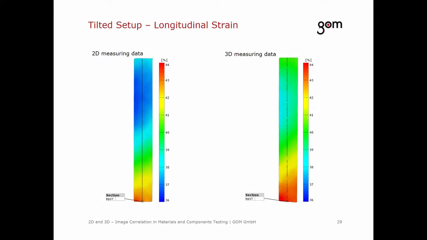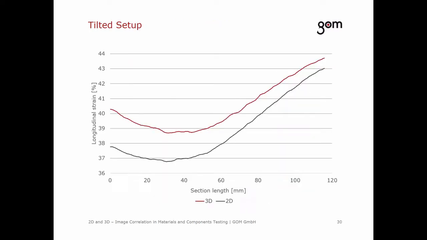In order to analyze the effects of the tilted setup more accurately, I inspected a section in the loaded state. On the left, you see the upper part of the specimen. On the right, you see the lower part of the specimen. At the bottom, the specimen is clamped firmly. That's why this area shows a lower strain deviation. Here we have a higher strain deviation.